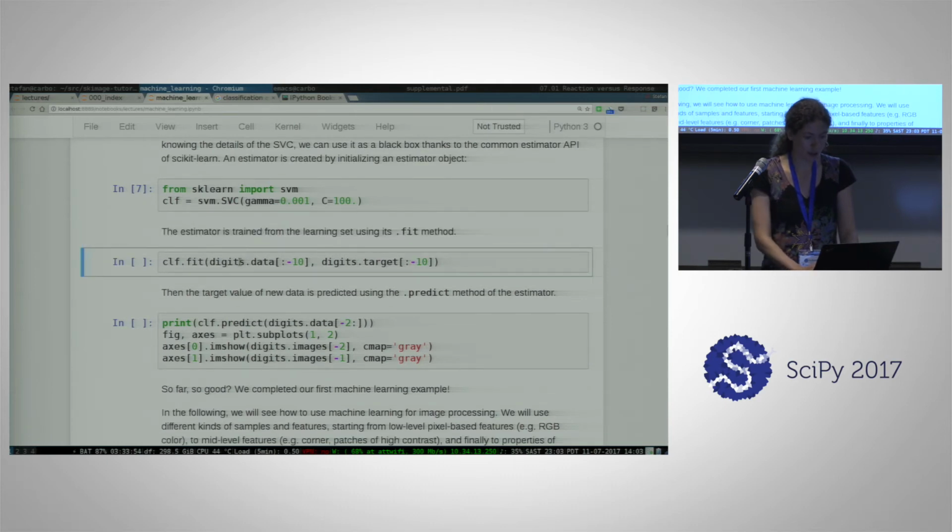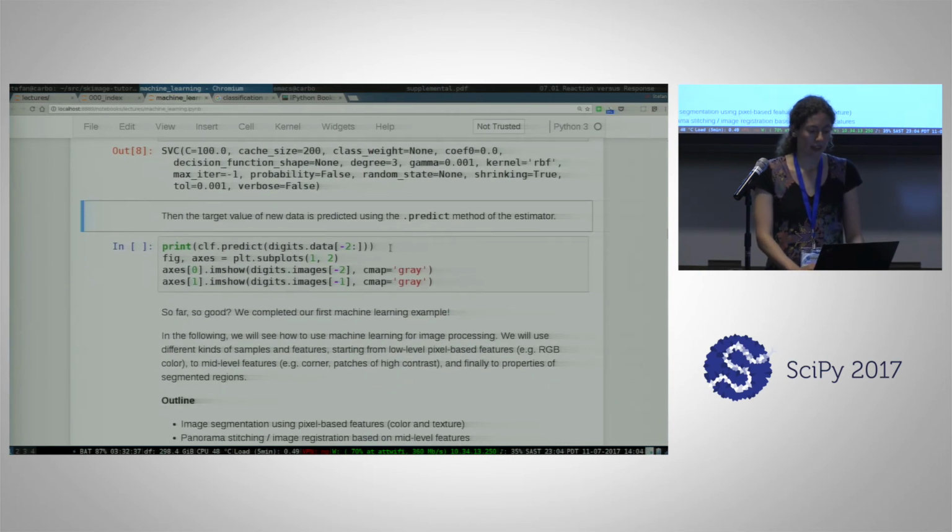After I created it, I didn't pass it any data yet. To train the estimator, I use the fit method, and I train the estimator with all the data but the 10 last ones. I will keep the 10 last ones to check whether the prediction is good or not. So I fit the model with the data and the target values. That's the learning step.